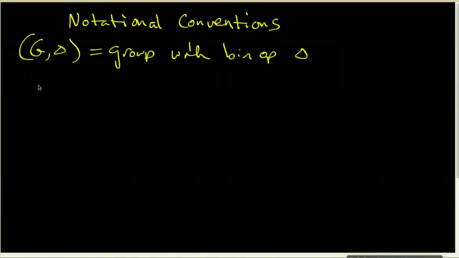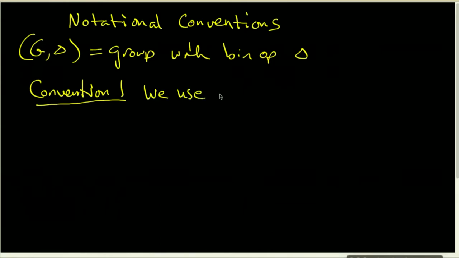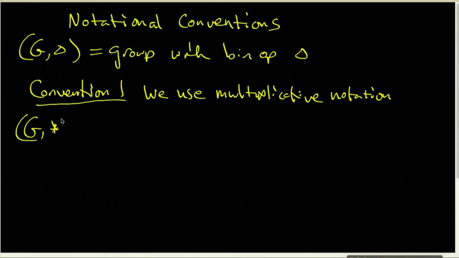And the first convention is that in an abstract group and in most groups, we use what is called multiplicative notation. And multiplicative notation basically says that instead of writing this triangle, we'll write star for the group operation. And in an expression like A star B, we will shorten that to just AB.